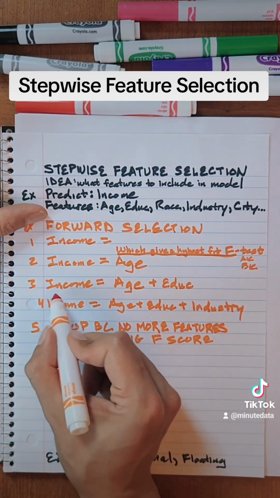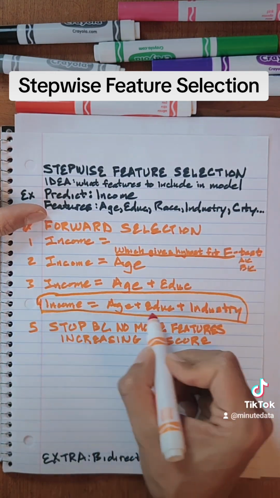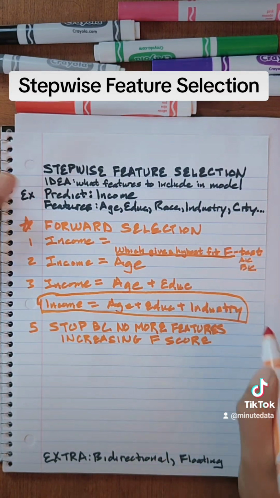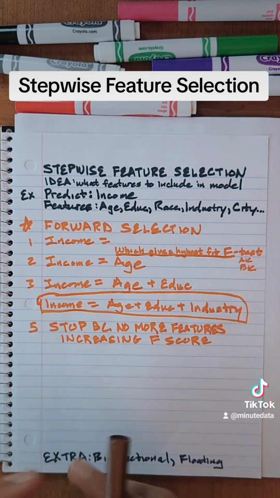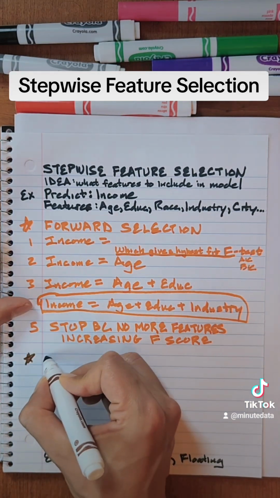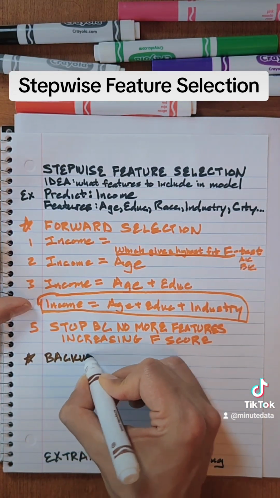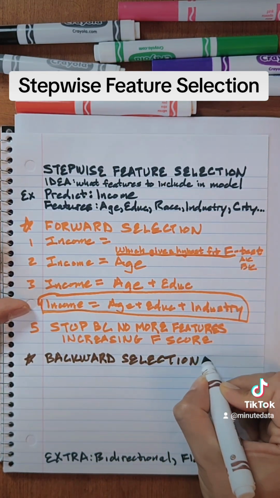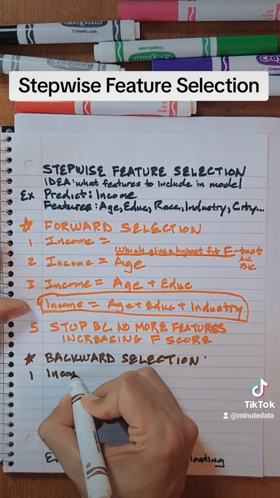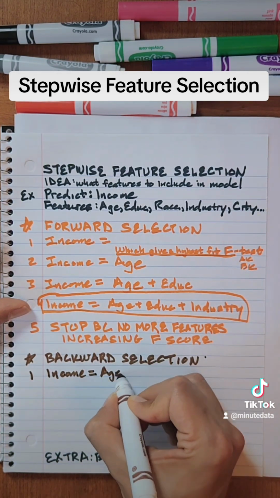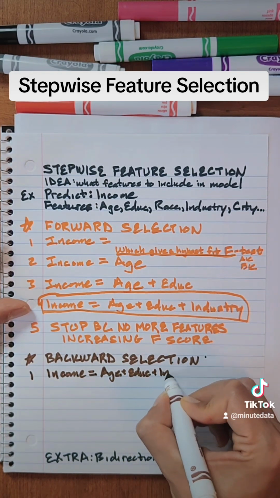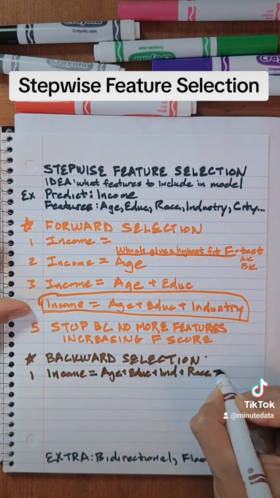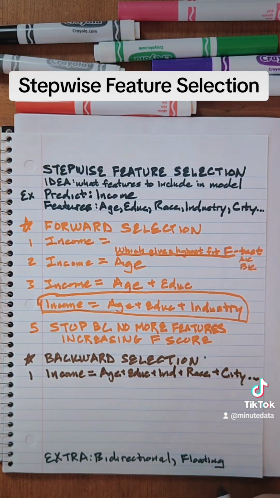In which case your final model would be this one right here, with income being predicted by age, education, and industry as our features. So that's forward selection. We also have something called backward selection. Step one here is actually to include all the possible features. So we have our age, education, industry, race, city, etc.